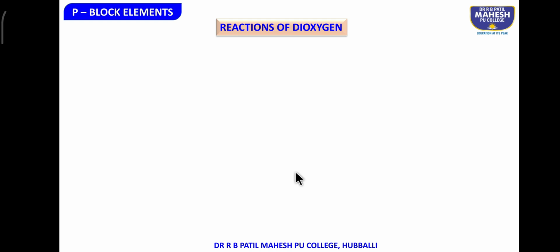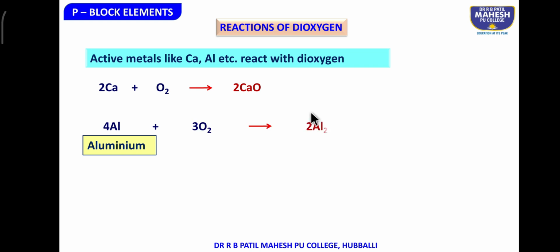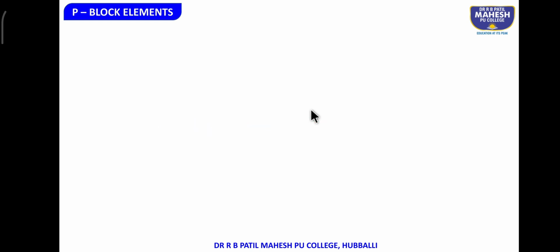Reactions of dioxygen. Active metals like calcium, aluminum, magnesium, sodium, etc., they react with dioxygen and form oxides as the product. For example, when calcium reacts with oxygen, we get calcium oxide. Similarly, when aluminum reacts with oxygen, we get aluminum oxide.